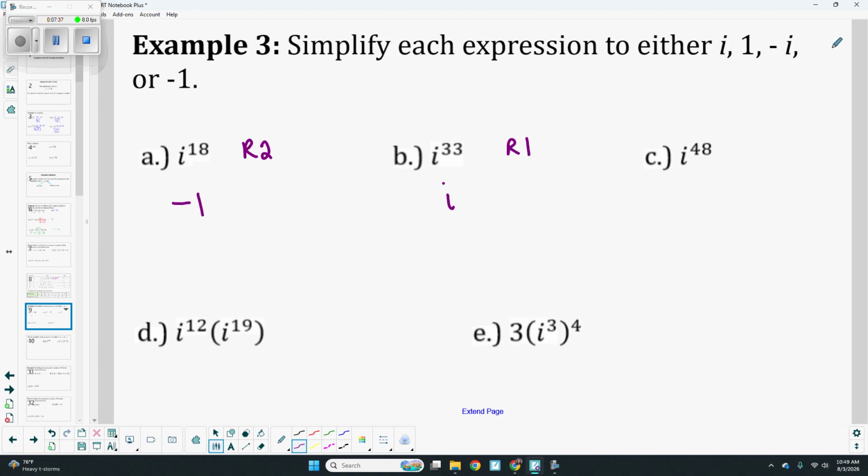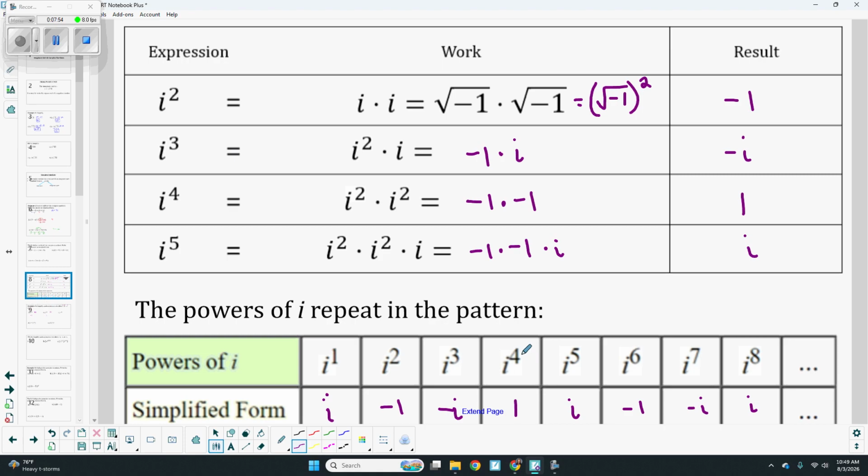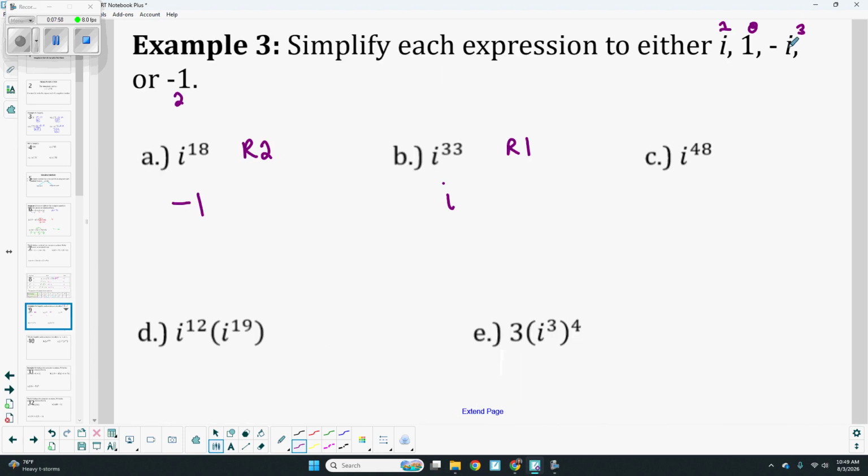And if it helps here, right, this was a remainder of 1, this was a remainder of 2, then it went to a remainder of 3, then a remainder of 0, right? Not 4, 0. All right, let's just double check that. Remainder of 4 or 0 was 1. Remainder of 3 was -i. There we go. So 48, that divides by 4 evenly, right? So that would be a remainder of 0. So that answer would be 1.